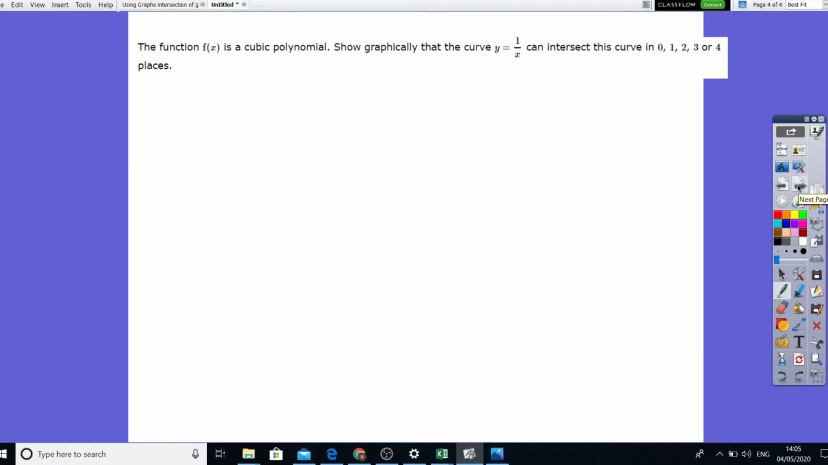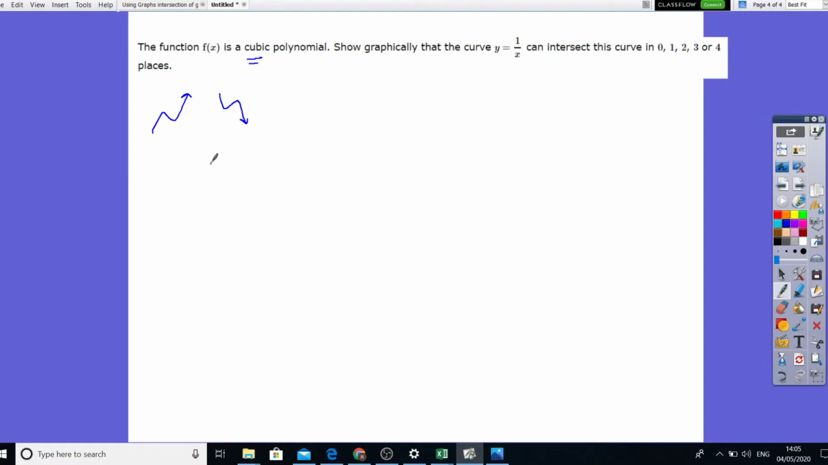Now it goes here for this one. The function f of x is a cubic. So remember, cubic can either look positive or going down as negative. Show graphically the curve y equals, so that's a reciprocal graph, can intersect the curve at 0, 1, 2, 3, or 4 places.